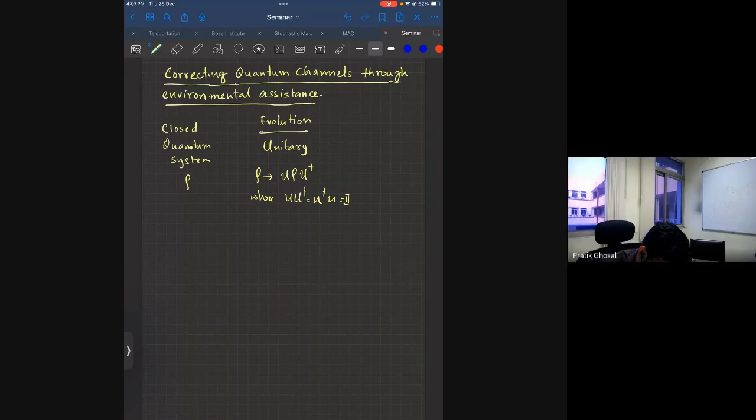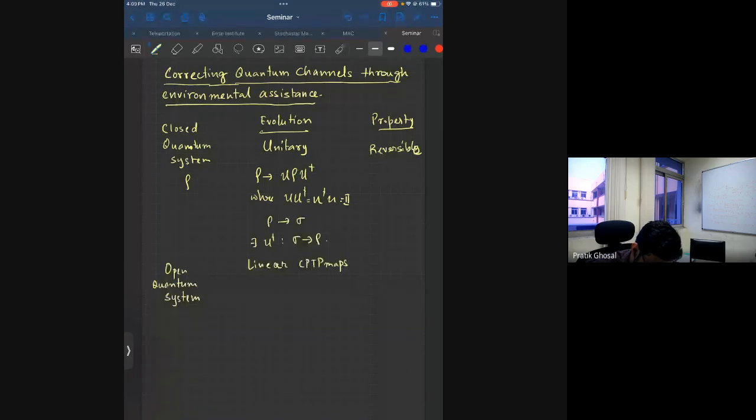The property of this evolution is that it is reversible. Reversible means if you know that rho has gone to sigma, then there exists another unitary, which is U dagger, that will take sigma back to rho.